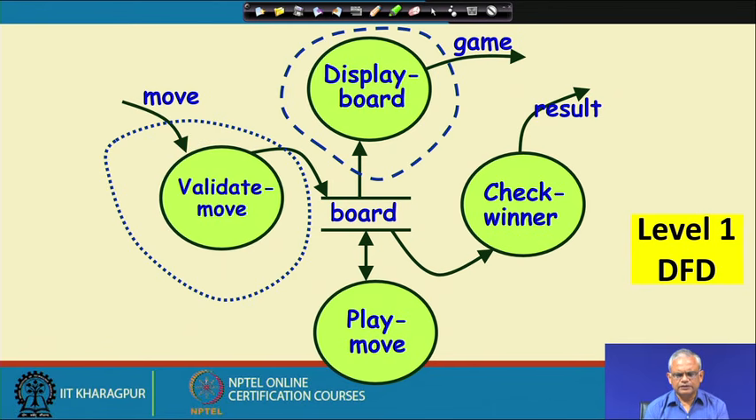In the level 1 DFD, we had seen that the move is read and validated, and then the board data structure is updated. The board data structure is an array of 9 elements that we had discussed. Based on the input, check winner is executed, and if there is a winner, it is displayed. Otherwise, the computer makes its move and finally, the board is displayed.